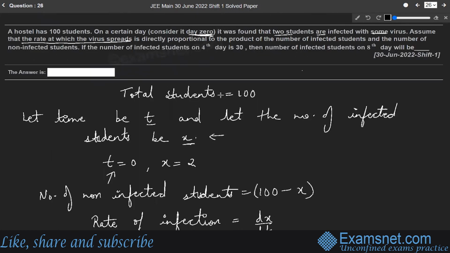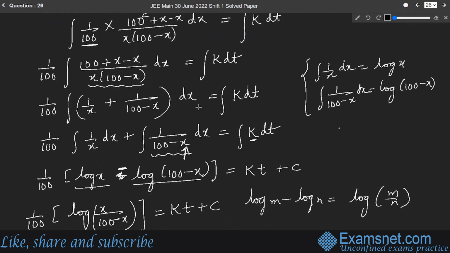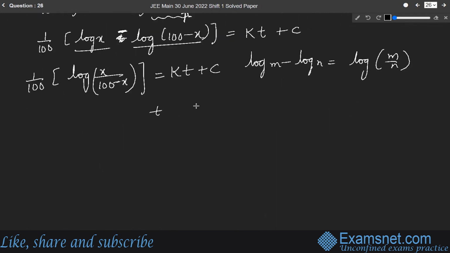Now, a value is given to us, which is at t is equal to 0, x is equal to 2. It means at day 0, the number of infected students is 2. So let us substitute this value in this given expression. t is equal to 0, then x is equal to 2. Let us put the values. So we have 1 by 100 into log of x, what is x? 2. 100 minus x, 100 minus 2 will be 98.